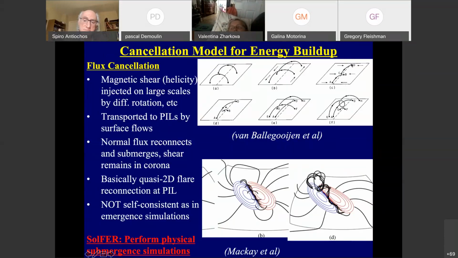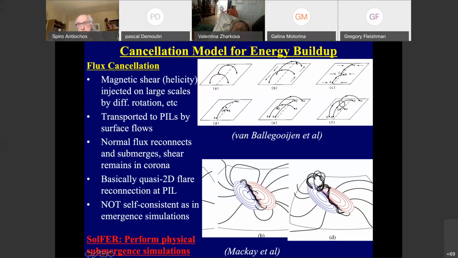because you do see cancellation at the polarity inversion line. What's going to happen? Well, along the polarity inversion line, you get reconnection of this opposite polarity flux coming in, reconnection and submergence of the small loops that are created, and then the long loops are left in the corona. What you will get after a while is a twisted flux rope in the corona. This is exactly like flare reconnection. There's 100% flare reconnection happening along this line. This is in some sense your X line.